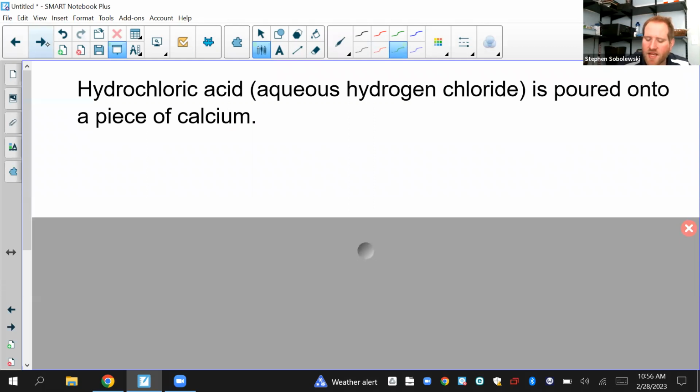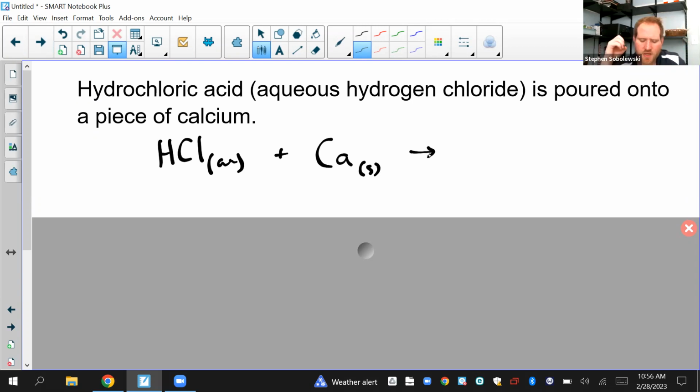Hydrochloric acid, aqueous hydrogen chloride, is poured onto a piece of calcium. So aqueous hydrogen chloride would be HCl aqueous. Hydrogen is going to act as a 1+ whenever it's a cation. Is poured onto a piece of calcium. So there's Ca, that's going to be solid. All right, so what's going to try to replace what here? Well, the lone element is calcium. Remember, metals replace metals. But notice there's no metal here.